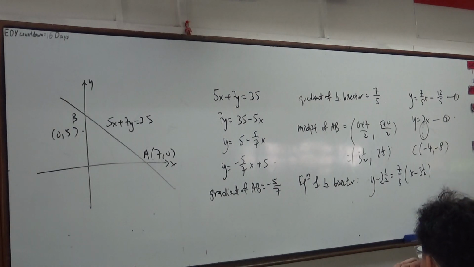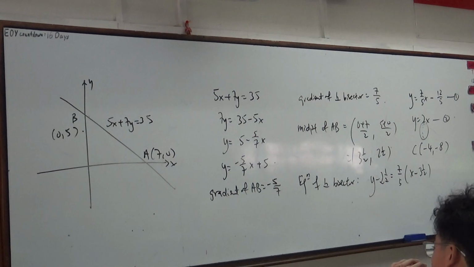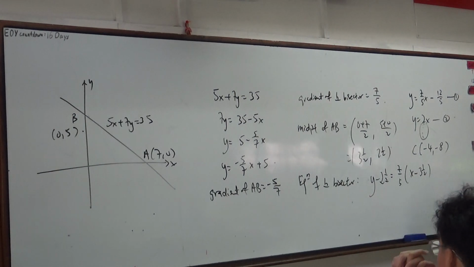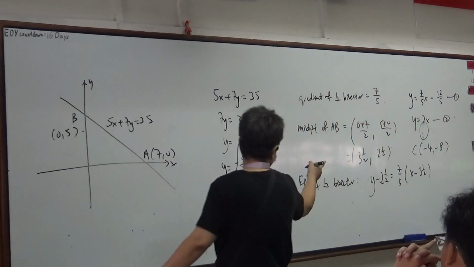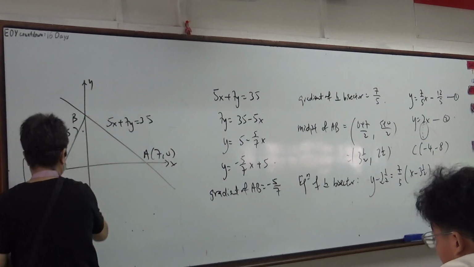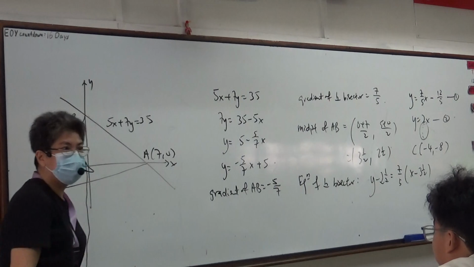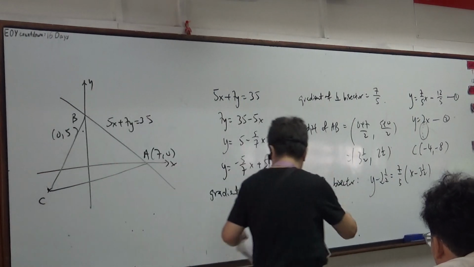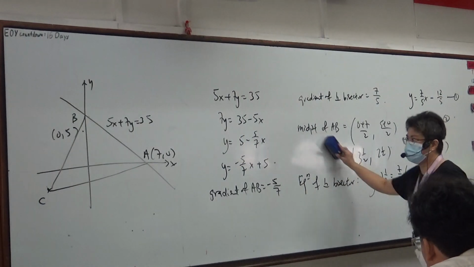This is called working, understand? Then what did they ask? Find the area, right? Of ACB. Now there's no need to work so hard. C is at (-4, -8), so somewhere here. You can just use the shoelace method. Do you understand? Let's revise how to write the shoelace method.